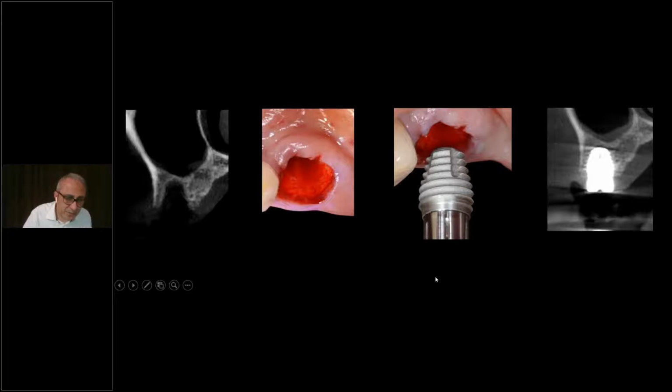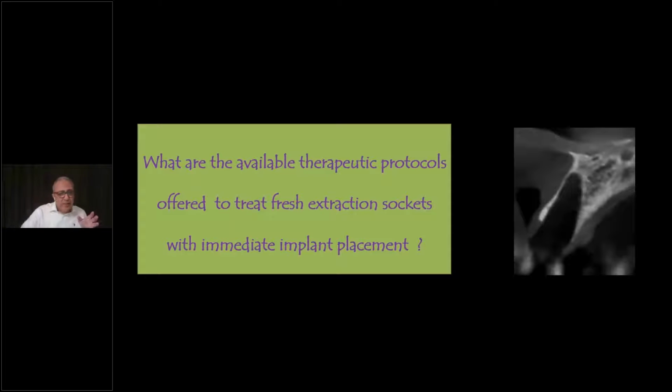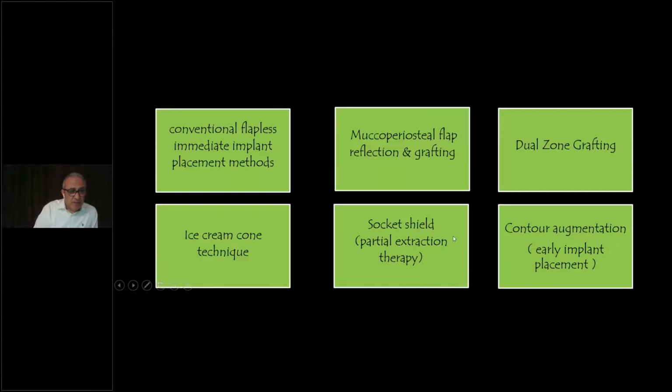Back to the subject. What are the available therapeutic protocols to treat fresh extraction sockets with immediate implant placement? We know there are so many procedures offered in the literature to treat immediate implant placement with variable degrees of resorption. We have conventional flapless methods, the one that everybody uses, including myself. We used to put the implant in, add the bone, and then condense it.